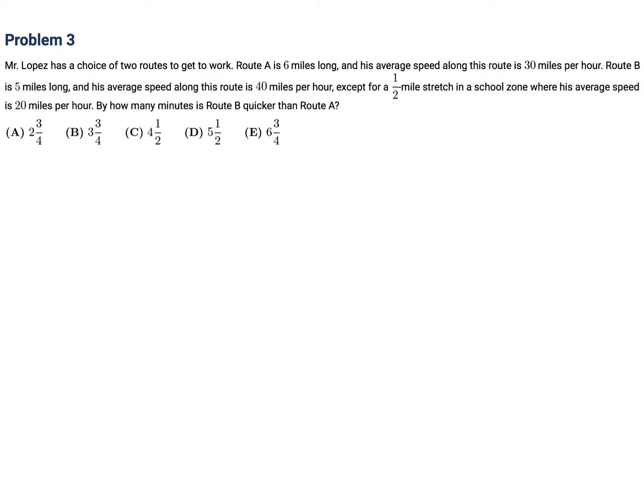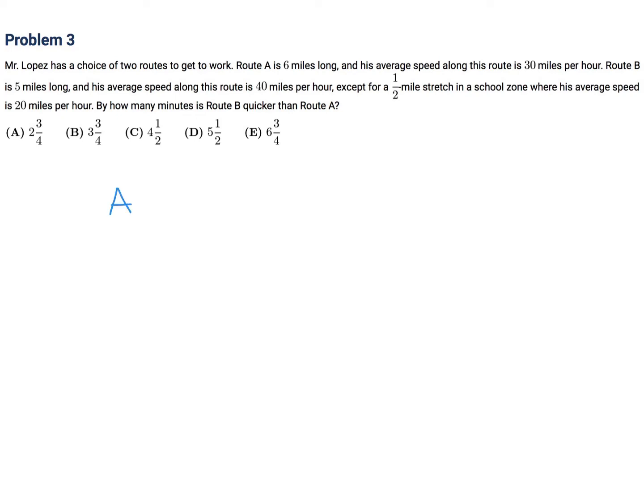Problem number 3. Mr. Lopez has a choice of 2 routes to get to work. Route A is 6 miles long and his average speed is 30 miles per hour. Route B is 5 miles long and his average speed is 40 miles per hour, except for a 1/2 mile stretch in a school zone where his average speed is 20 miles per hour. How many minutes is Route B quicker than Route A?